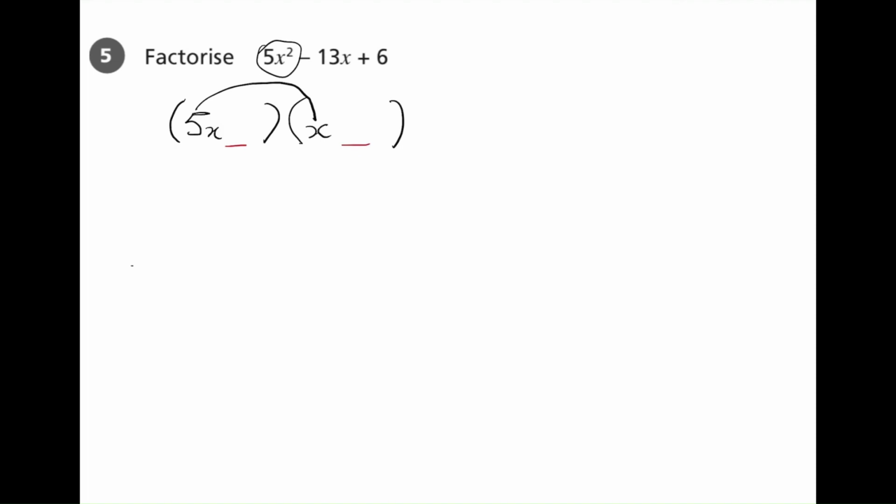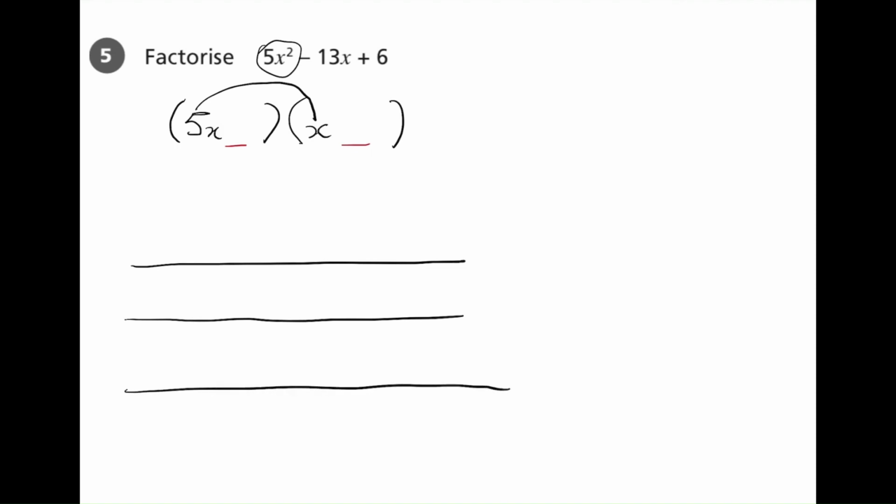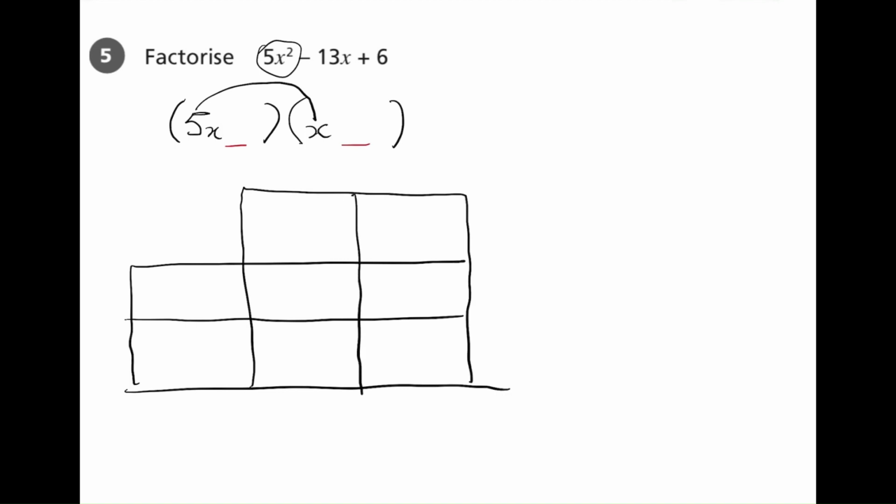We can draw up a table to help us to find out what these numbers will be. The top row of the table represents the first bracket, which is 5x, and then a number. And the first column of the table represents the second bracket, which is x, and then a number. If we multiply together the 5x and the x, we get 5x squared.